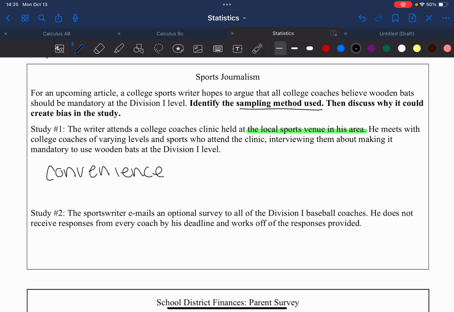Because he did not go out of his way to find a coach's clinic that would have a majority of, let's say, baseball coaches. Instead, he probably did a quick Google search and said, well, I'm just looking at what's around the corner. Oh, I see this in a local sports venue. I'm going to go check that out. Okay, so he's only asking coaches who attend the clinic. That's one. And they might have a very specific opinion about that. And two, he went to his local sports venue in his area.